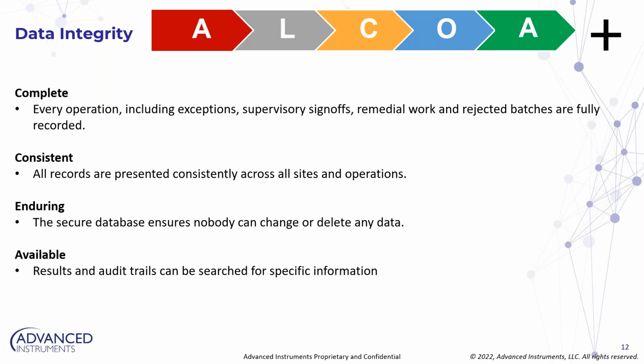And what the plus really includes is 4 other additional aspects to data integrity, or facets of data integrity. 1 is complete, 2 consistent, 3 enduring, and 4 available. Now, what complete means is that every operation, including exceptions, supervisory sign-offs, and rejected batches, all of that is tracked.